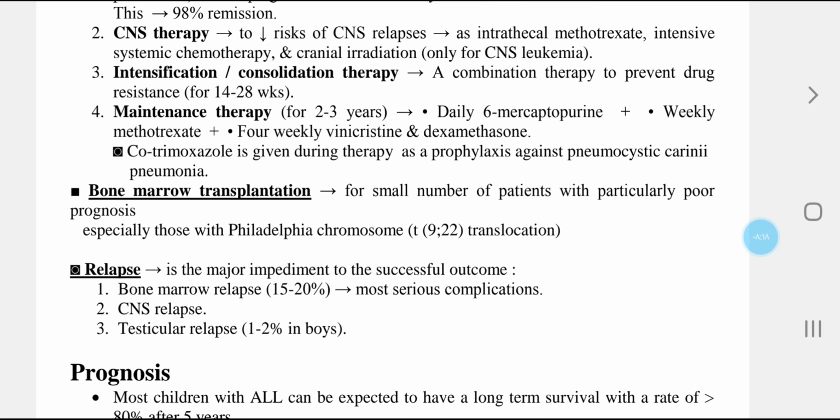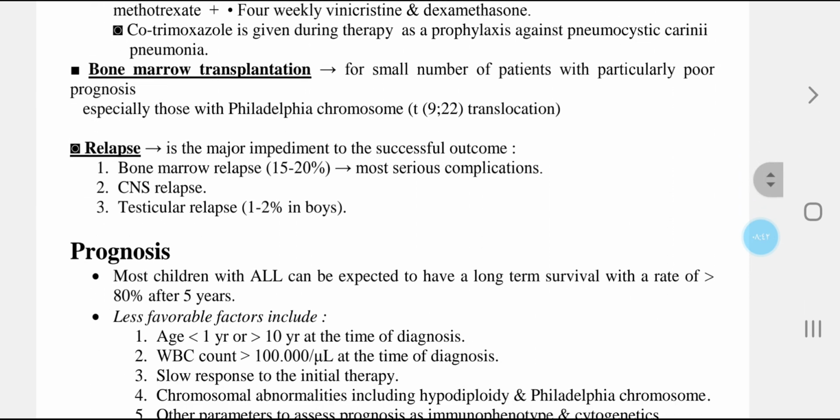Now we will speak about relapse. It is a major impediment to the successful outcome. First, bone marrow relapse, 15 to 20%, which is the most serious complication. Second, CNS relapse, and the third one is testicular relapse, representing 1 to 2% in boys.